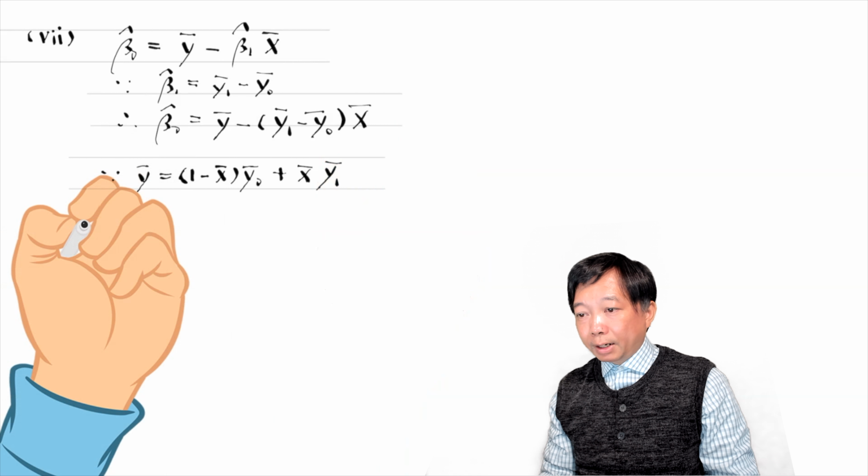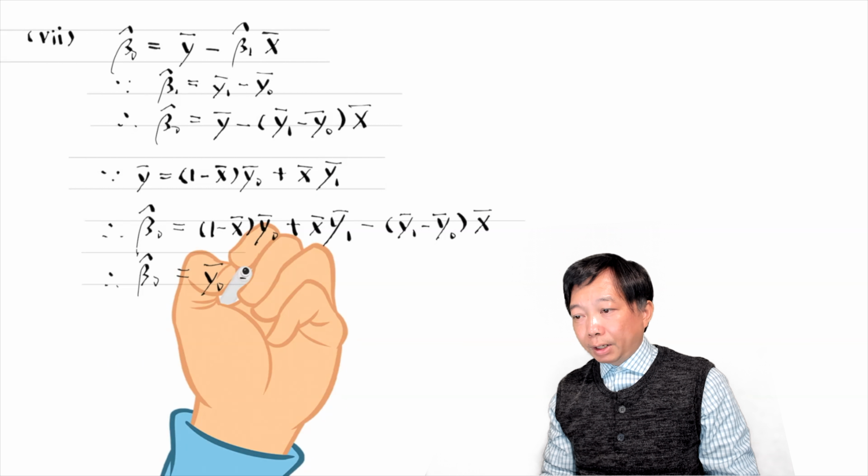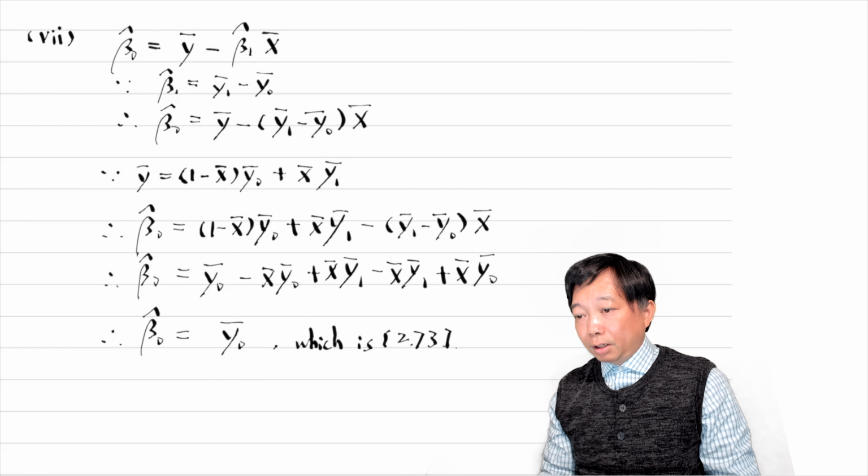Since y bar can be expressed as a weighted average, I replace the y bar with this weighted average. And finally, I have the 2.73 equation. The intercept estimate is the sample mean of the outcome variable when x equals 0.